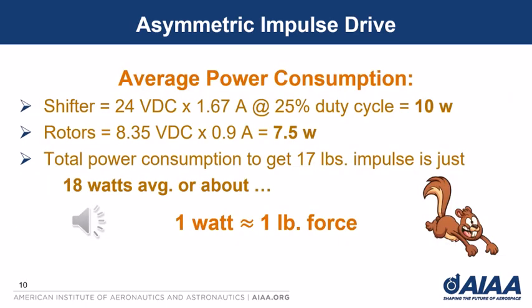Power consumption is quite low. Shifter, 25% duty cycle, around 10 watts. Rotors, just under 8 watts, which brings us to a total to get 17 pounds impulse. It's about 18 watts average, or 1 watt per 1 pound force.